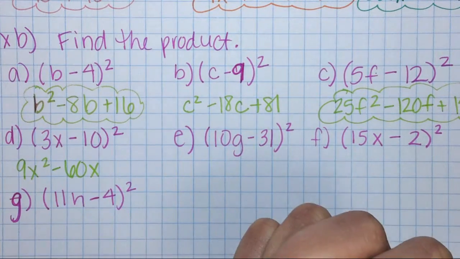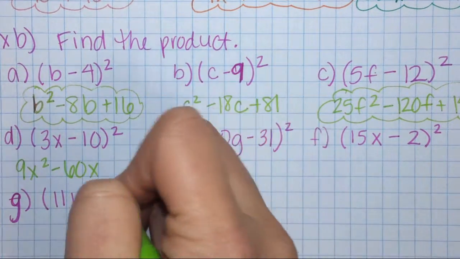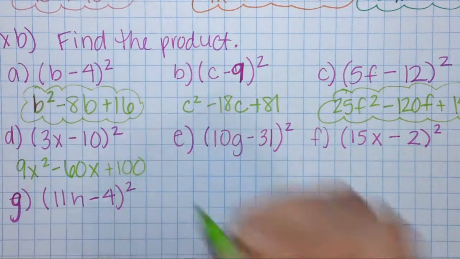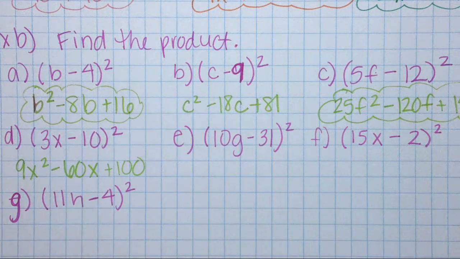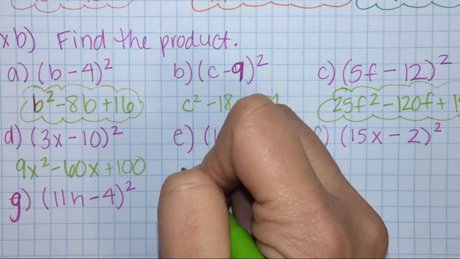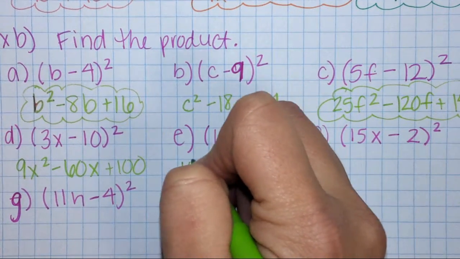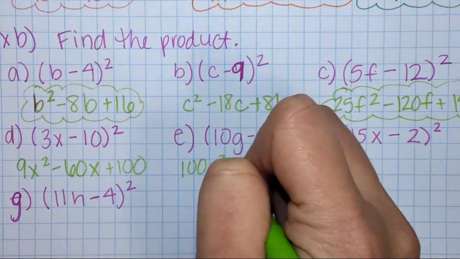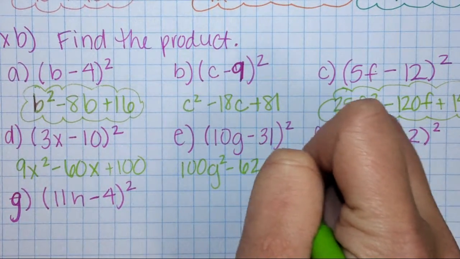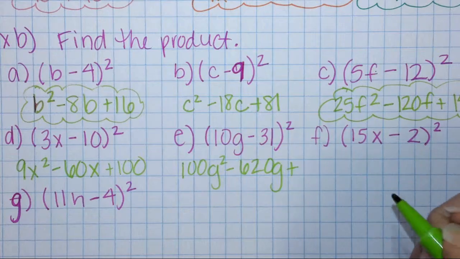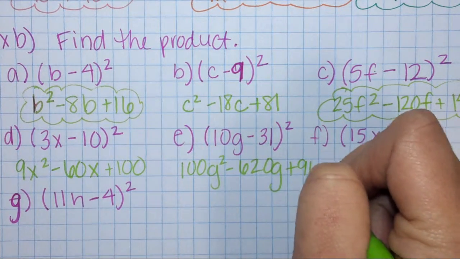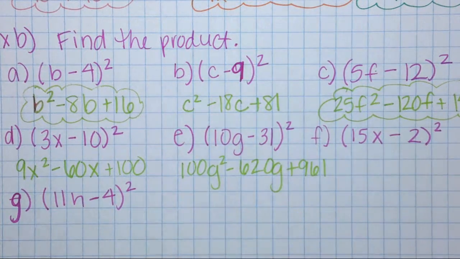Alright, so for D, I got 9x squared minus 60x plus 100, right? Alright, for E, I got 100g squared minus 620g plus 961. 961. Take a point, Reggie. Alright, how many of us got that right? If 2 people got it right, take a point. Take another point.